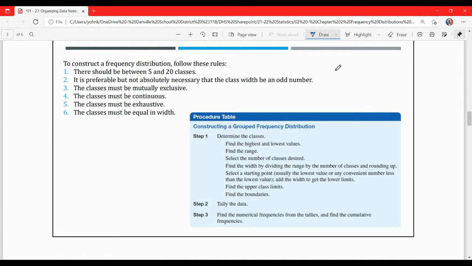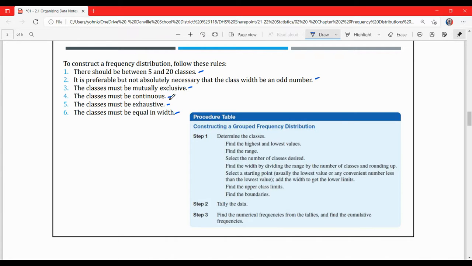So this page gives you a recipe, if you will, of how to construct a grouped frequency distribution table. There are 6 things to remember. There should be between 5 and 20 classes. It's preferable but not absolutely necessary that the class width be an odd number. The classes must be mutually exclusive. That means they can't overlap. The classes must be continuous. That means there are no gaps. The classes must be exhaustive. That means every value in the raw data can be found somewhere in the frequency distribution. And the classes must be equal in width. So we don't want to have one class width and then somewhere else we accidentally have a different class width.